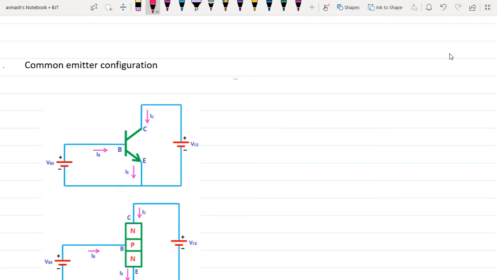In this class we will discuss the common emitter configuration. In the common emitter configuration, you again have two categories: one will be the input characteristics, the other will be the output characteristics. Input characteristics are plotted between this input side and this output side.